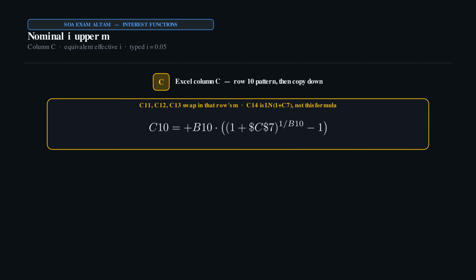On the interest functions sheet, cell C10 is plus B10 times ((1 plus locked C7) to the 1 over B10 minus 1). Rows 11 through 13 are the same pattern with that row's m. The infinity row does not use this power. It switches to the natural log, which we will compute later.